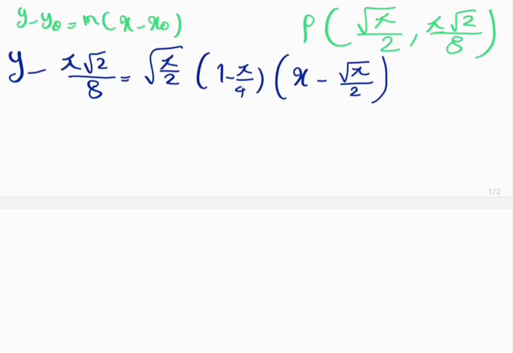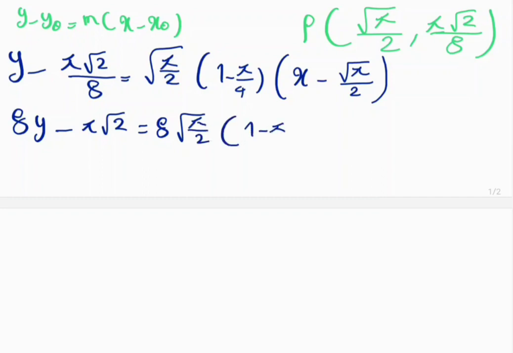So we can start this by multiplying everything by 8 to get rid of this denominator on the left hand side. So we multiply each term by 8 and we get 8y minus pi root 2 is equal to 8 root pi over 2 times 1 minus pi over 4 times x minus root pi over 2.